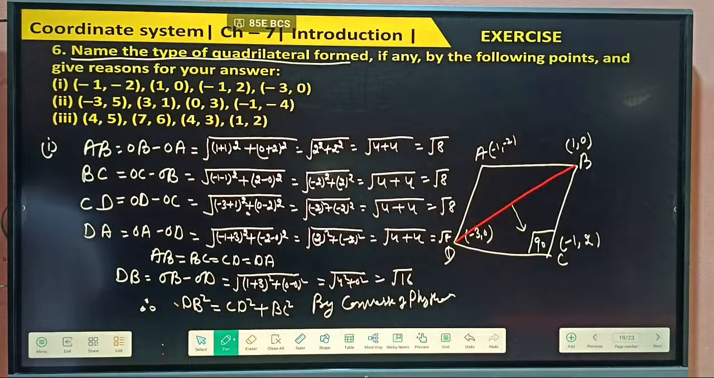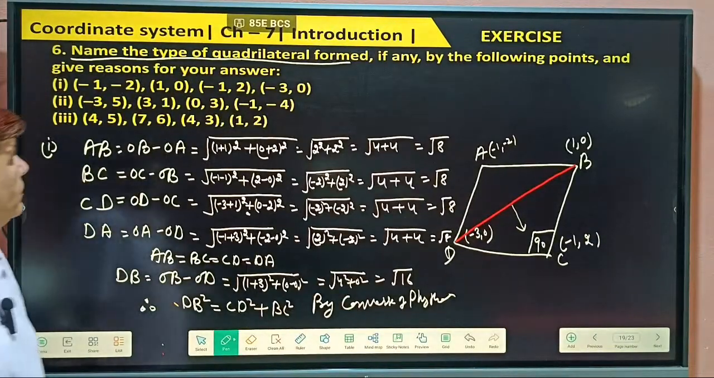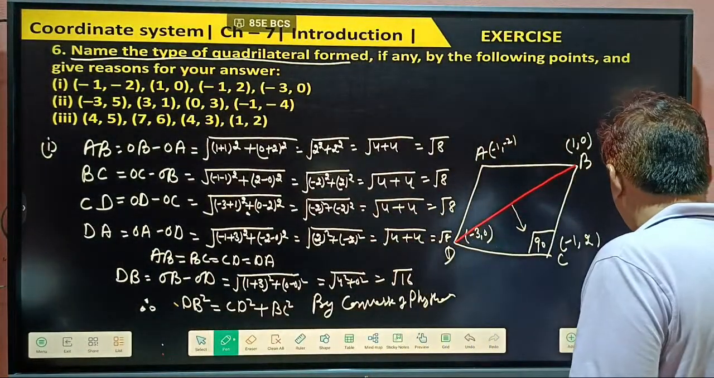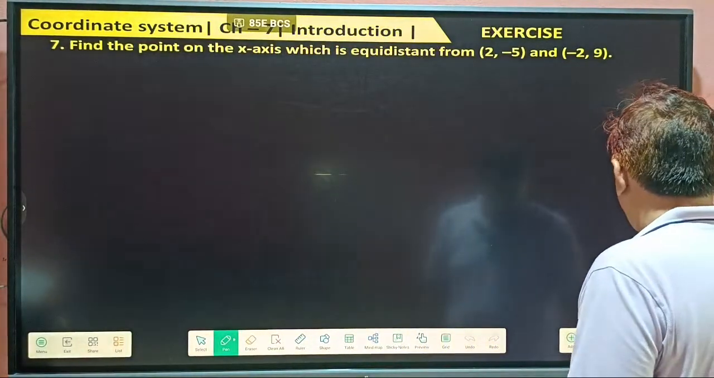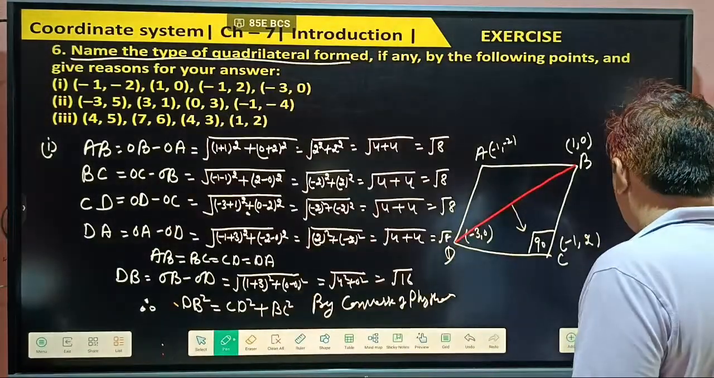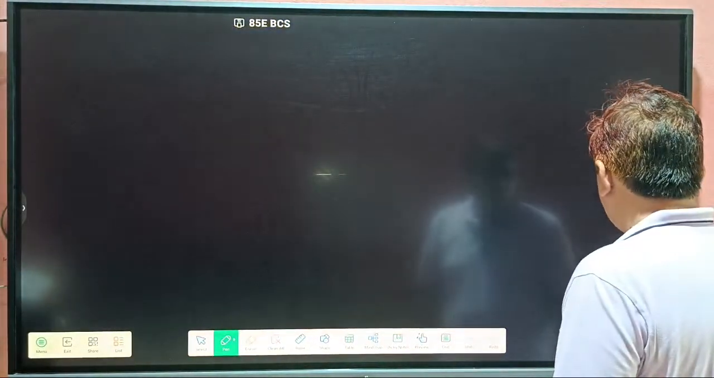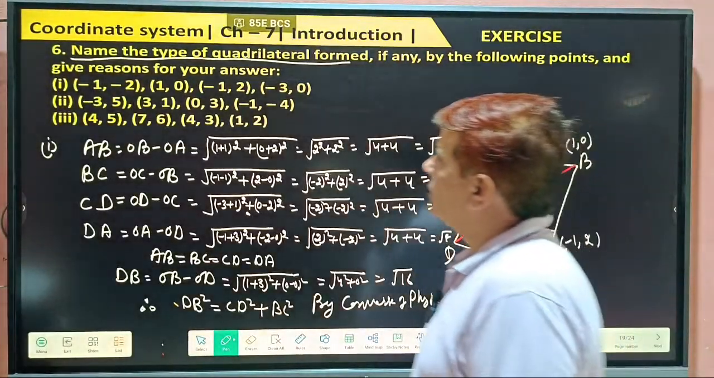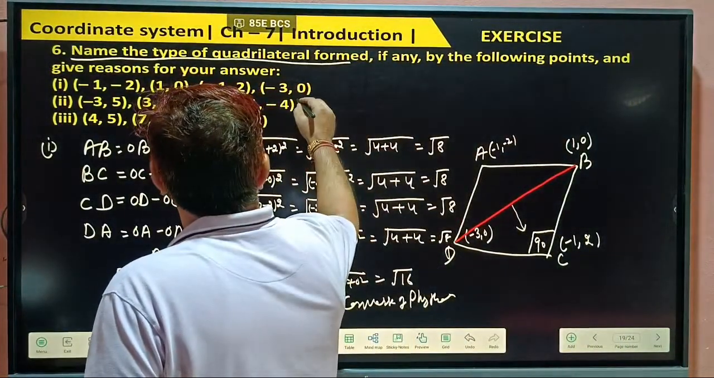So in this way you can solve the remaining questions also. The remaining questions are given in your book. You can take the second part. So second part, this I am taking. So what points I have taken, this I have taken.